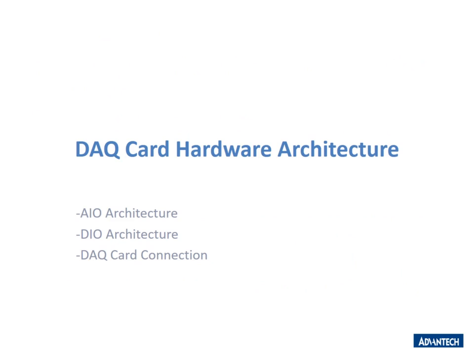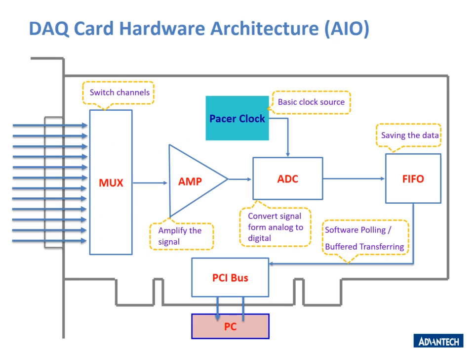In this chapter, we are going to talk about the DAQ card hardware architecture, including AIO and DIO architecture and the DAQ card connection. In this chapter we will talk about the DAQ card hardware architecture for analog input and output. There are 5 main parts. The most important part is the ADC. ADC is like the heart of the DAQ card architecture. It is used to convert the analog signal to a digital signal.